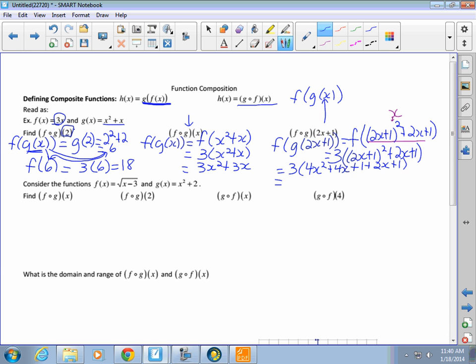So I have 3 times 4x squared plus 4x plus 2x is 6x plus 2. So this works out to 12x squared plus 18x plus 6. So the biggest thing when you're doing these questions is to remember to first start with your innermost, do your substitution, and then substitute that into your last function.